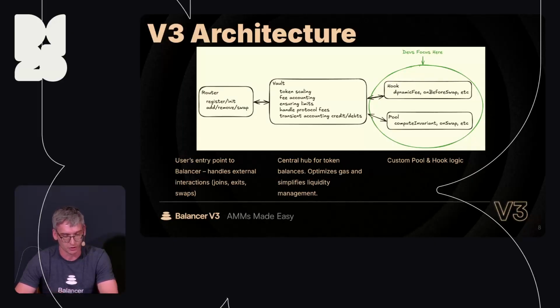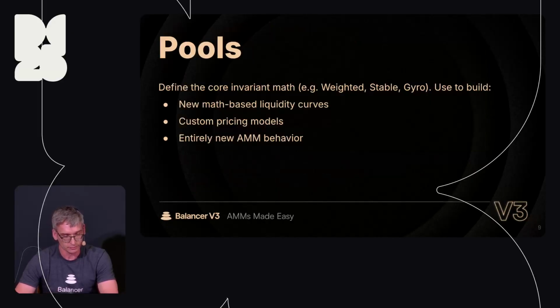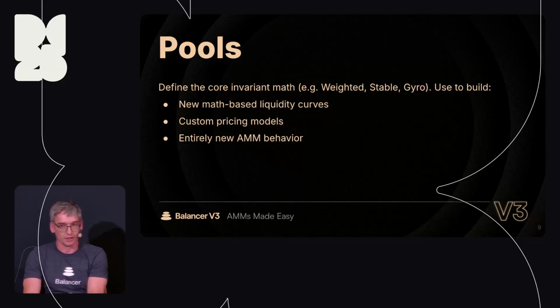Both these contracts, or range of contracts, are fully audited and deployed, and it's not something you really need to worry about. You just need to focus on the right-hand side, which is your custom pools or your custom hook logic. It's probably worth explaining at this point the difference between the pools and the hooks. Pools are where you can define your core maths. It's where you can build different math-based liquidity curves. You can think of your weighted pools, your stable pools, Gyro pools, things like that, basically giving you a custom pricing model. So it's like a new AMM.